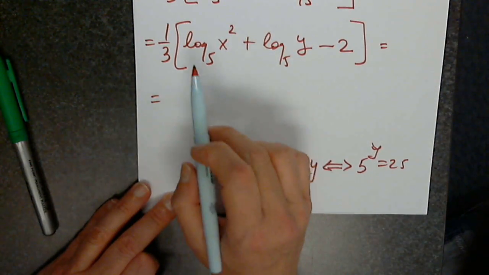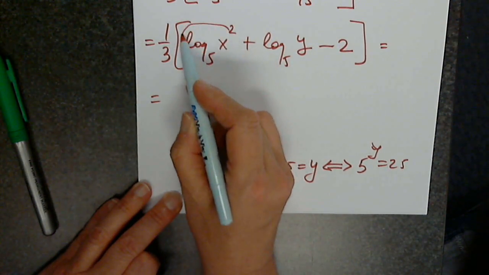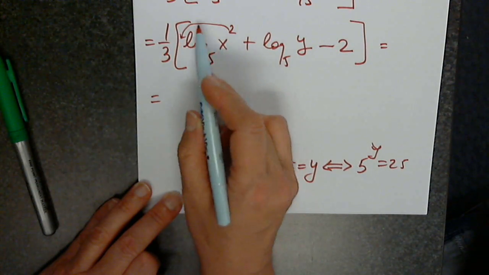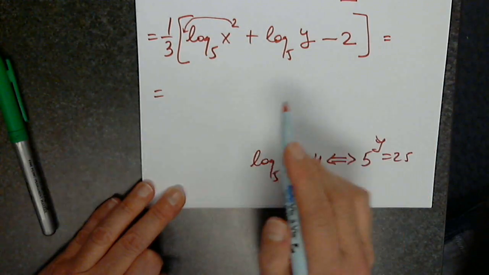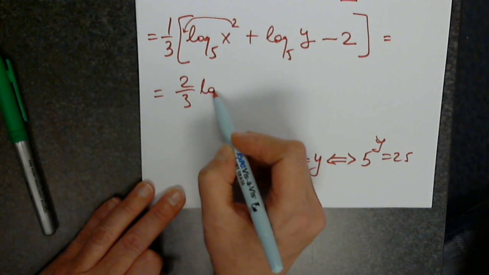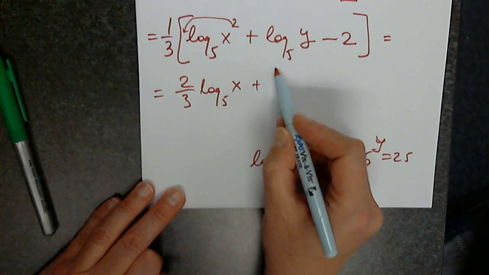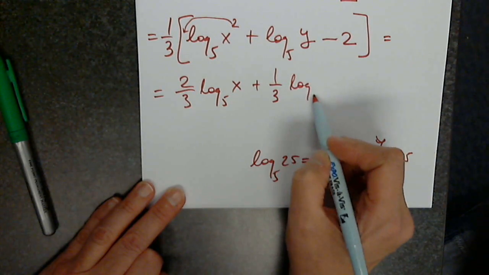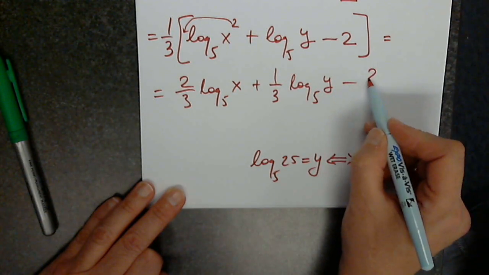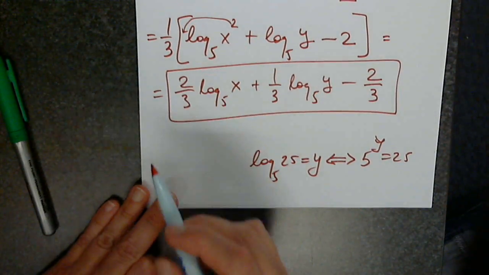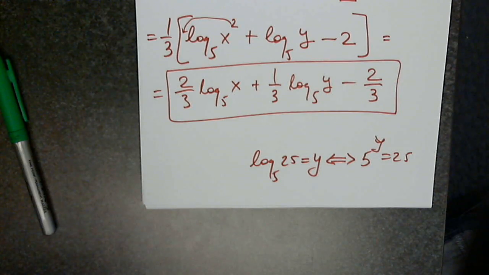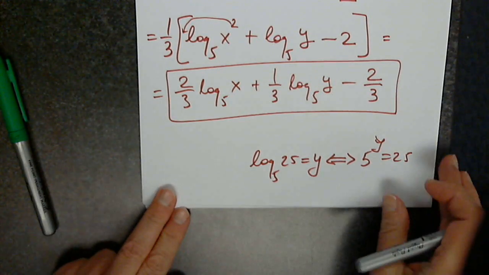Okay. So now I have one more rule to apply. I bring 2 down in front as a factor, and I will distribute 1/3 to all 3 terms now. So 2 over 3 log base 5 of x plus 1 over 3 log base 5 of y minus 2 over 3, and it's done. Any questions?